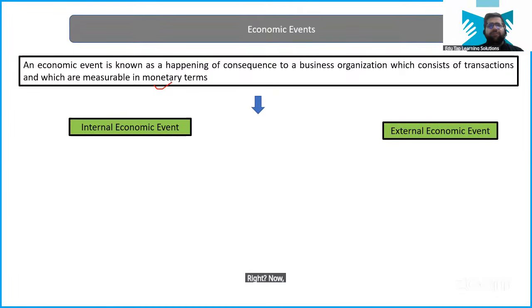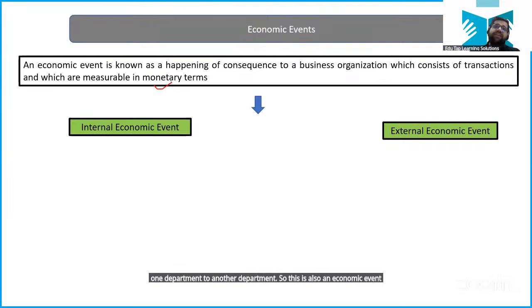Now, simply, there can be two types of economic events. First is internal and the second one is external. An internal economic event will happen within the boundaries of the company. For example, if the purchase department of a company is selling some goods to, let's say, the sales department, there is a shift of goods happening from one department to another department. So this is also an economic event which is happening inside the company.